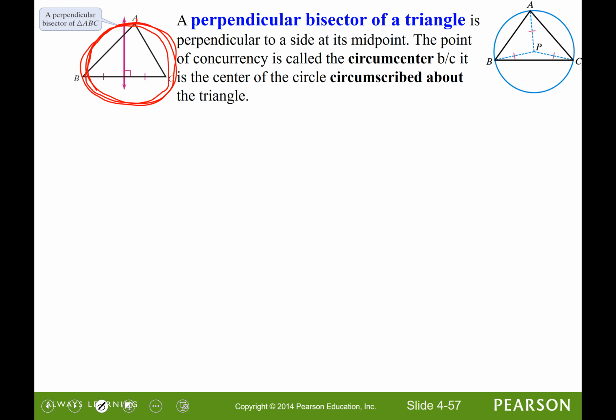Okay, so if you have your three perpendicular bisectors, this point of concurrency right here is the center of that circle, which makes sense. I mean, look at the radius, all three of these radii, any radius. You can draw more. These all have the same length. But what's important for us to see is that these three segments have the same length.